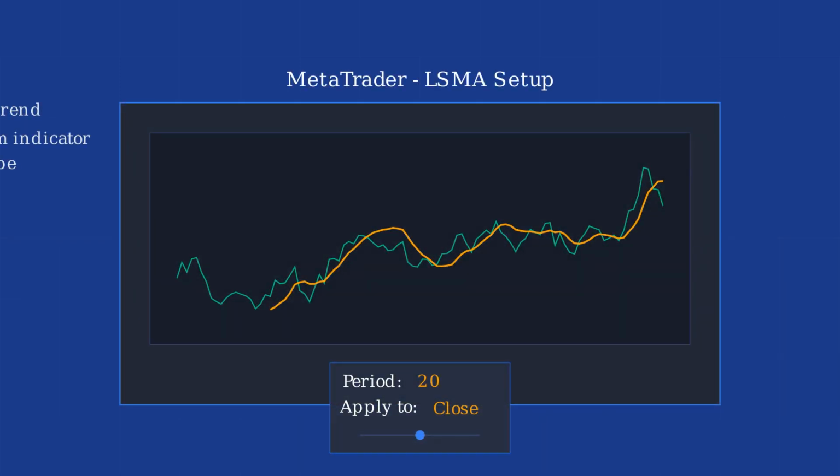In MetaTrader, you can add the LSMA indicator by navigating to the Indicators menu under the Navigator panel and selecting Trend Indicators. If LSMA isn't available by default, you may need to import a custom indicator script. The primary parameter to adjust is the period length. A standard 20-period LSMA provides a responsive indicator that follows price movements closely. Increasing the period to 50 creates a smoother line that reduces noise but responds more slowly to price changes.